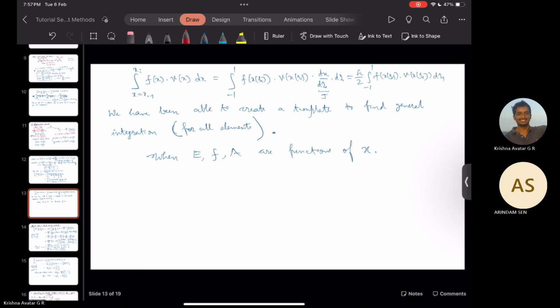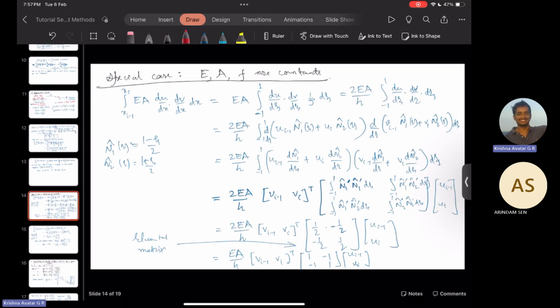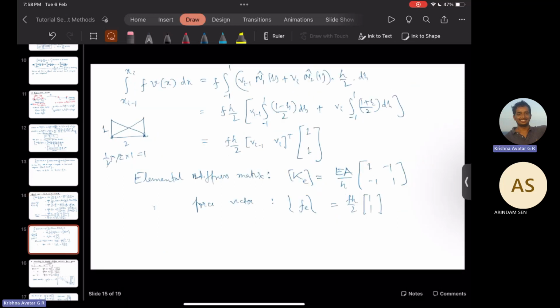bar with non-uniform features. Now what if E, A, and F are constants? Here we found that all the integrations evaluate to the same integral form eventually. So we clearly see that any integral over an element eventually has the same representation post integration, and the only thing that varies is the nodal values, which have to be computed later. And then we did the same to determine the elemental force vector.